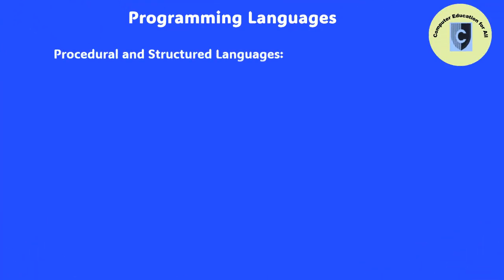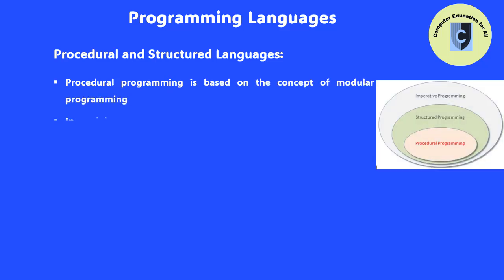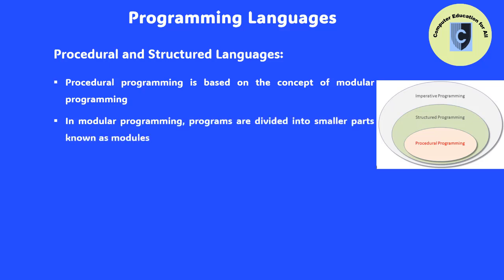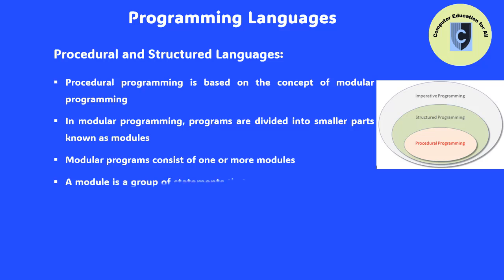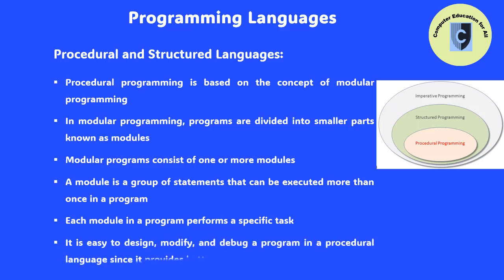Procedural and structured languages. Procedural programming is based upon the concept of modular programming. In modular programming, programs are divided into smaller parts known as modules. Modular programs consist of one or more modules. A module is a group of statements that can be executed more than once in a program. Each module in a program performs a specific task. It is easy to design, modify, and debug a program in a procedural language since it provides better programming facilities.